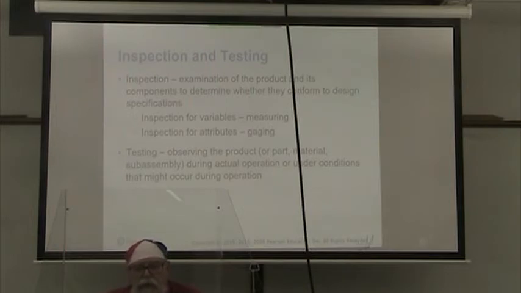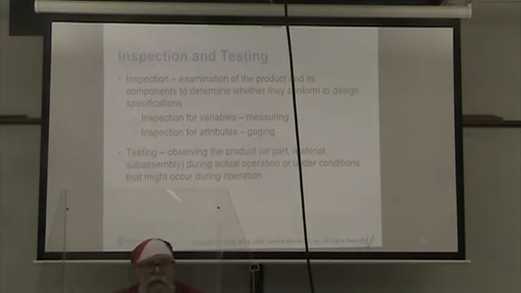All right, so inspection, we're going to examine the product and its different features to make sure that they're conforming to our design specs. So we might be looking for variables where we are measuring, is the shaft diameter right, is the length right. Usually you're only measuring critical variables, right?